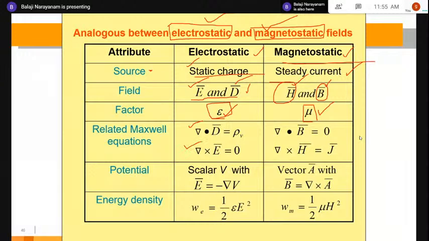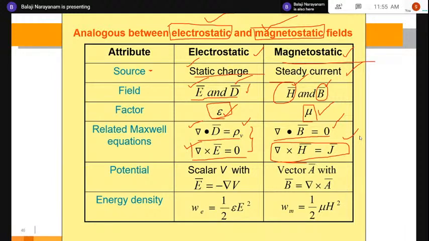But for the time being, out of the four Maxwell's equations, two are analogous in electrostatics: del dot D is equal to rho V, and del cross E is equal to 0. Del dot B is equal to 0 and del cross H is equal to J are the equations in magnetostatics. So you may observe two equations with the dot product and two equations with the cross product.